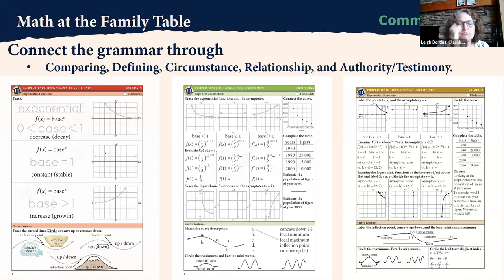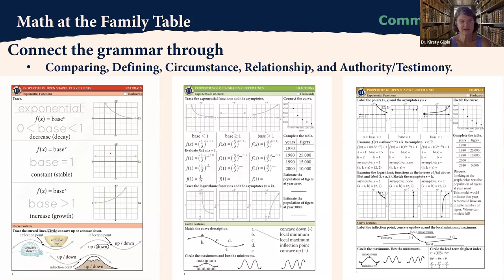And how do they compare to the graphs? Do they always look the same? So if my base is between 0 and 1, how does that graph look? Is that always the case? If my base is less than 1 and I come over here and my base is less than 1, does my graph always look like it's going down to the right? Yeah. Right.